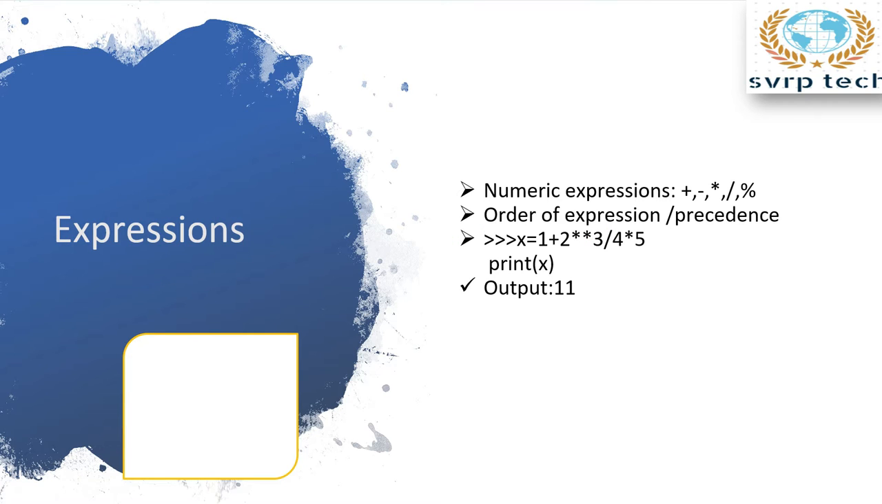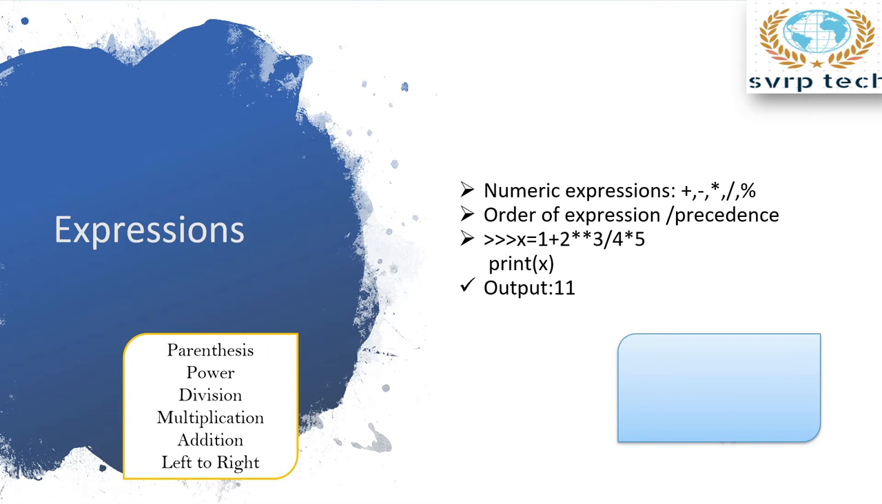In Python, we have so many expressions like numeric expressions, constant expressions, string constants. But in this session, we are going to see numeric expressions. Numeric expressions are plus, minus, multiplication, division, and modulus, with order and precedence. This expression is valid if and only if it is based upon the order and precedence. Now let's see what order and precedence are.